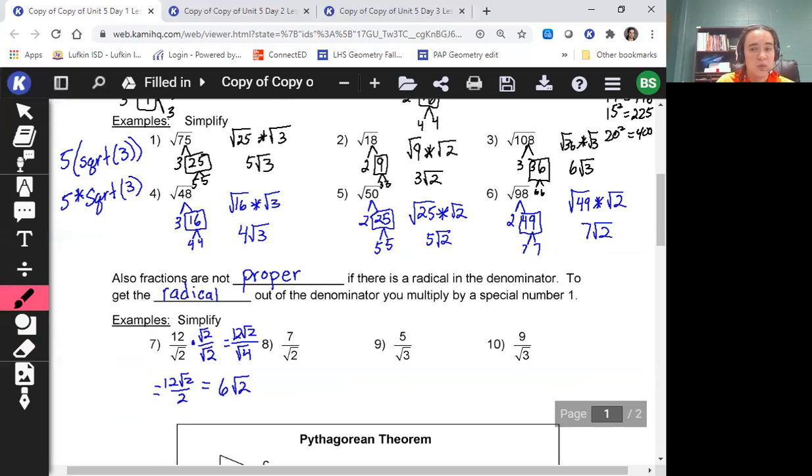Our next one, again, we're going to multiply it by our special number 1 by square root of 2 over square root of 2. Again, still multiplying across, so we have 7 square root of 2 over the square root of 4. Square root of 4 is 2, so we've got 7 square root of 2 over 2. And 7 is not divisible by 2, so that's our answer for that one.